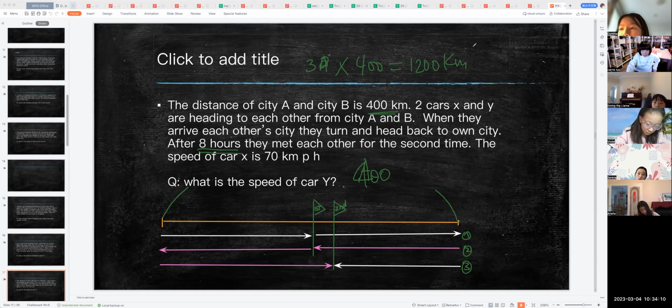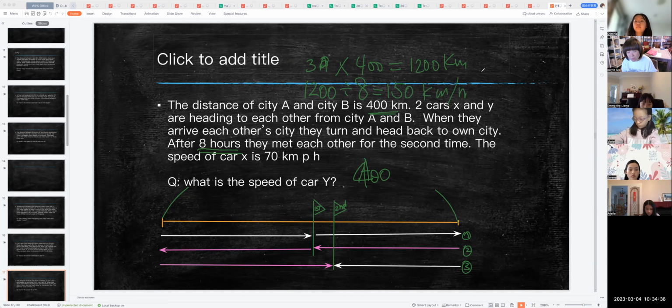Okay, everybody understand? So that means during these 8 hours, both A and B have finished 1,200 kilometers. And we already know it's 8 hours. So it's 1,200 divided by 8 equals 150 kilometers per hour. That is what? The sum of their speeds.